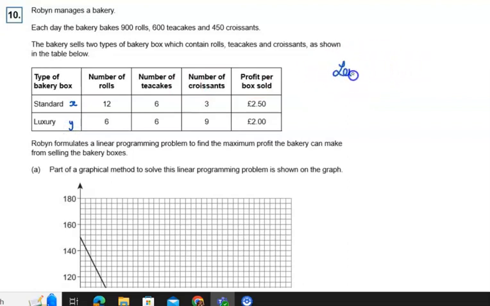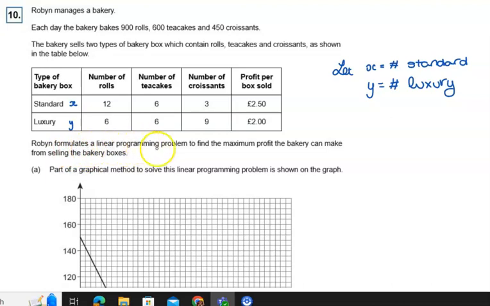We'd have to say, right, we'll let X equal the number of standard boxes. And we have to include that word number. I know I've written the sign, but you'd have to write number of. And Y equals the number of luxury boxes. Okay, so that's where you're declaring your variables. Right, keep reading.